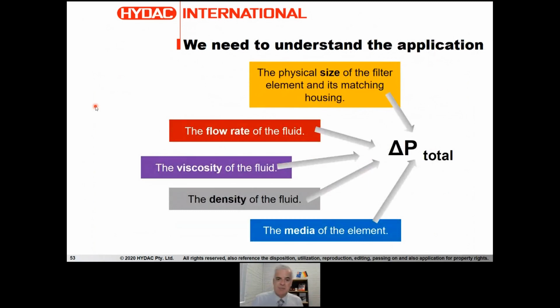And we need to understand the application, okay? So again, the physical size of the filter and the media, the flow rate, the viscosity, the density, all of these things lead to a change in the delta P. So the reason I've taken you through all of this stuff about the manual calculations is for a few reasons. Number one, if you know what that calculation is about, then you understand that every decision you make, every change the system has, affects the outcome. And changing the outcome changes everything, because you want an outcome that works. Okay? So in understanding the calculations, you understand the importance of these things.